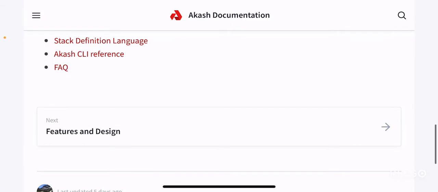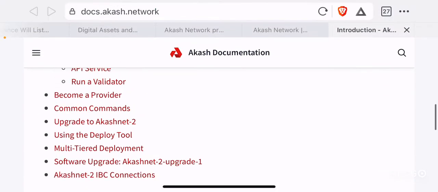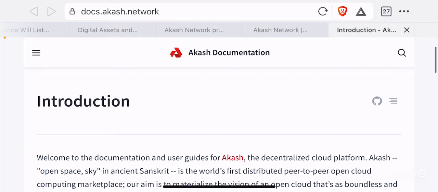You can also read through the FAQs to learn more about this project. So I would recommend you guys go through their Akash documentation to do your own research before you invest in this project, because they have a lot of resources that will be helpful for you to understand their project in much more detail, right?